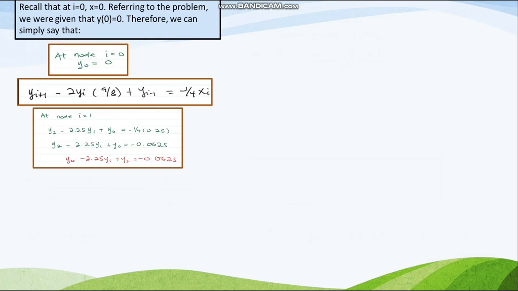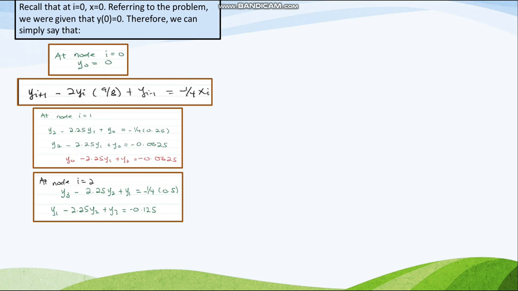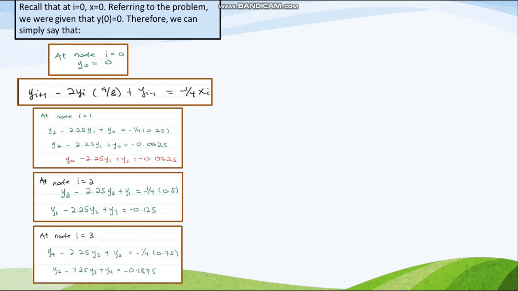0.0625. Next, at i equals 2, we follow the same procedure. We will get y sub 3 minus 2.25 y sub 2 plus y sub 1 is equal to negative 1/4 times 0.5. Simplifying this, we will get y sub 1 minus 2.25 y sub 2 plus y sub 3 is equal to negative 0.125. Next, at i equals 3.